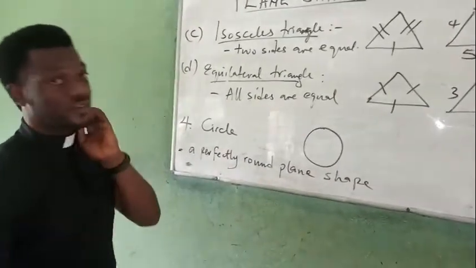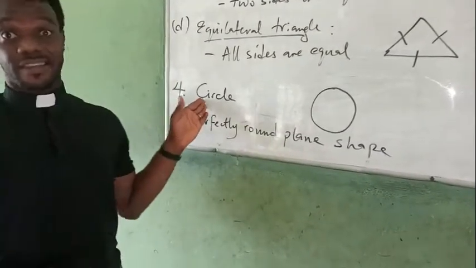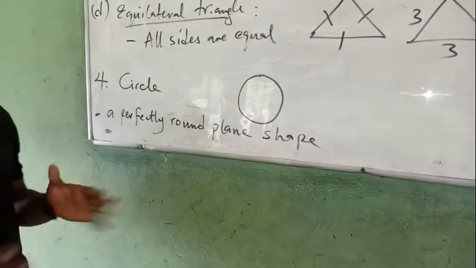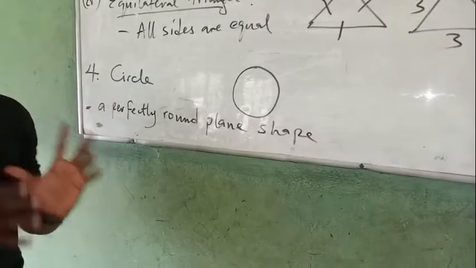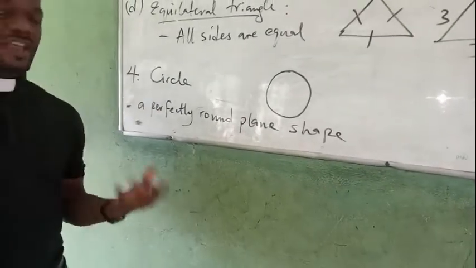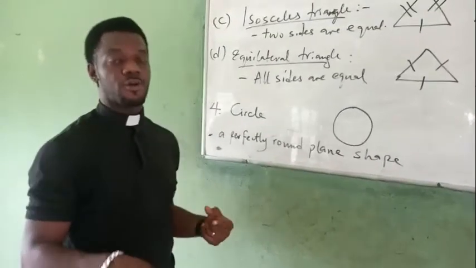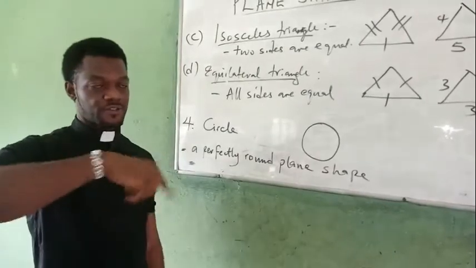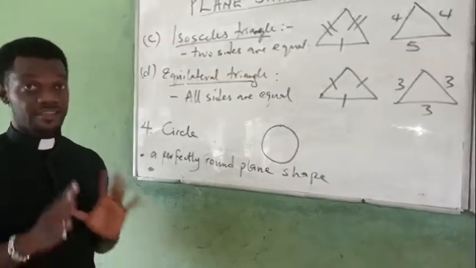We go to the fourth plane shape in our scheme of work, which is the circle. A circle is just well known. The simple definition of a circle is a perfectly round plane shape. You can draw a circle by the use of a coin, or by the use of a pair of compasses. When you use a pair of compasses, you draw a perfectly round plane shape, and that is a circle.